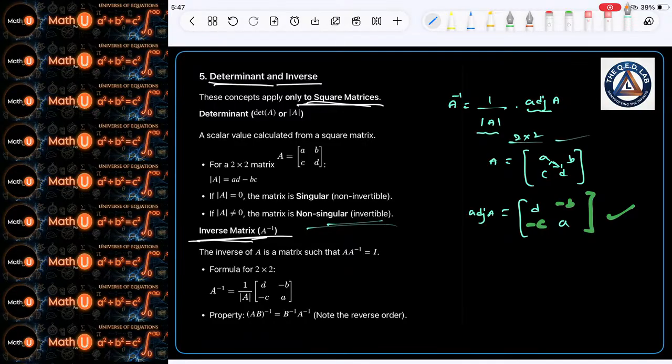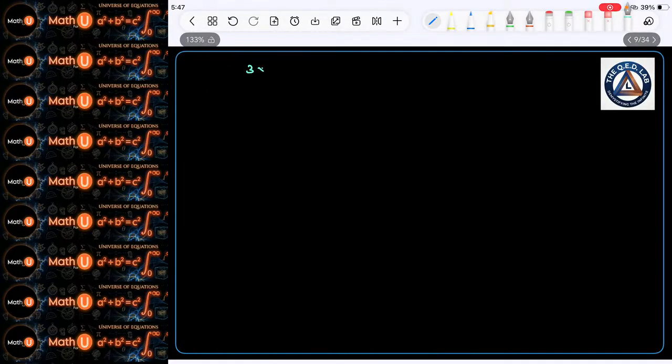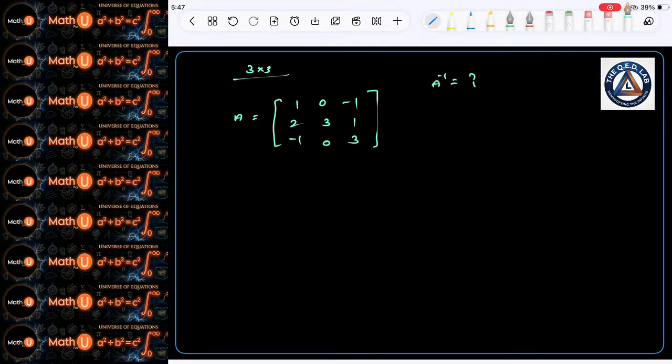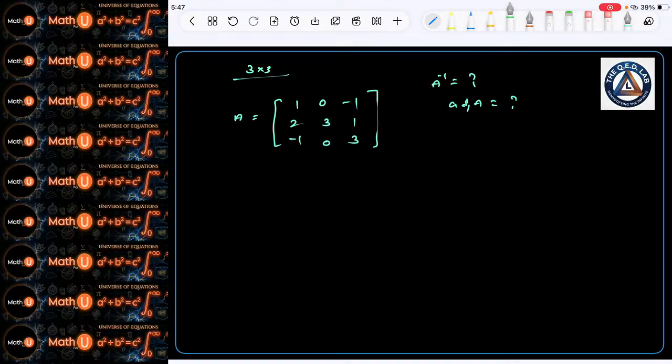For a 3 by 3 matrix, I will give a shortcut trick, you should remember. For example, consider a matrix 1 0 minus 1, 2 3 1, minus 1 0 3. How to find A inverse? To find A inverse, I should find the adjoint of A first. For finding the adjoint of A, I will give a shortcut trick, you should remember.